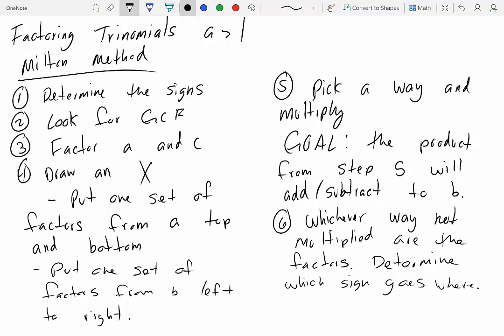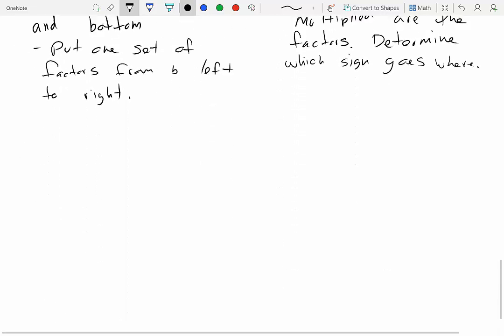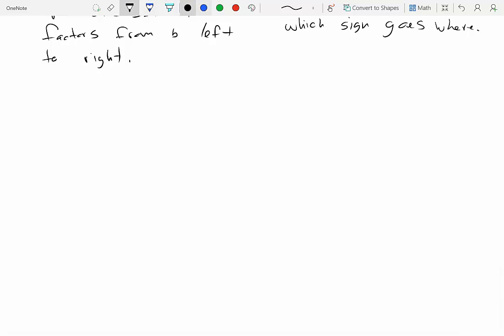Now, these directions might not make any sense. That's fine. We need to go over some examples, and then they will start making sense, and I will simplify them along the way. So, example 4. So, I'm going to simplify the directions now.